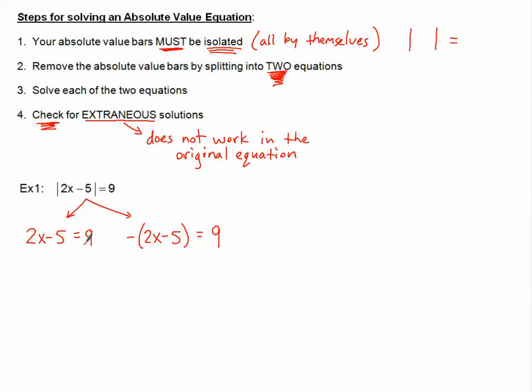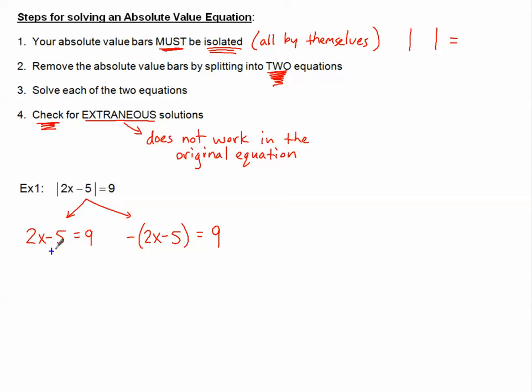The first equation is simply just writing exactly what we see without the absolute value bars. And then the second equation is slapping a negative sign onto this expression. Remember to have that expression in parentheses, and saying that the opposite could be equal to 9. And those are my two equations. I just need to solve them.